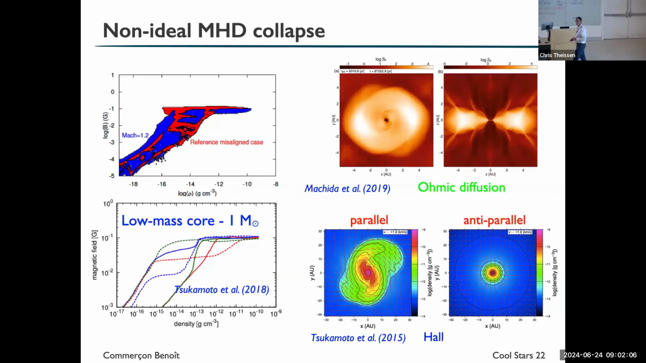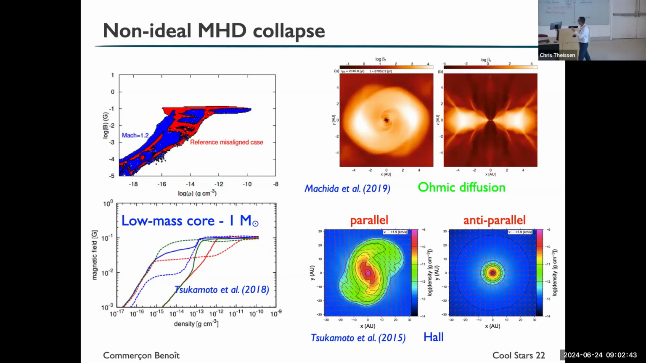This result is quite robust about disk formation and the 0.1 Gauss plateau. Here I show you different initial conditions, with initial turbulence or misalignment: 0.1 Gauss. This is done with the AMR code RAMSES, so adaptive mesh refinement. If you do it with a particle code, SPH, you still have the plateau, 0.1 Gauss. Then if you treat each of the non-ideal MHD terms independently, so only ohmic diffusion or only the Hall effect, you see that we form a disk, and the disk has the same properties as the one I've shown just before with ambipolar diffusion.